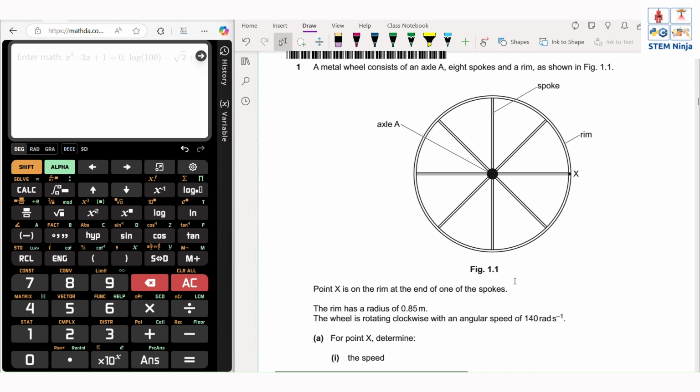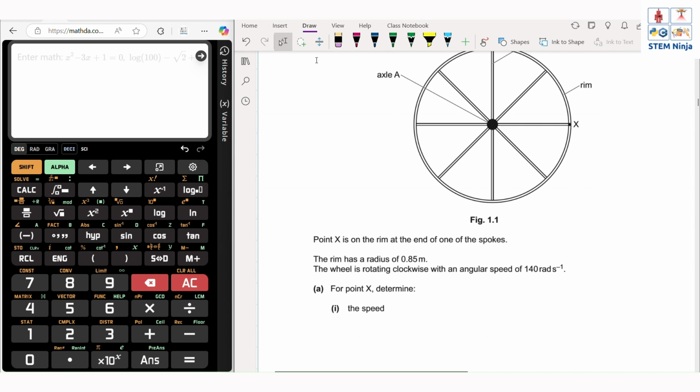All right. A metal wheel consists of an axle A, 8 spokes, and a rim. Point X is on the rim at the end of one of the spokes. The rim has a radius of 0.85 meters. The wheel is rotating clockwise, so clockwise means this way, with an angular speed of 140 radians per second. For point X, determine the speed.